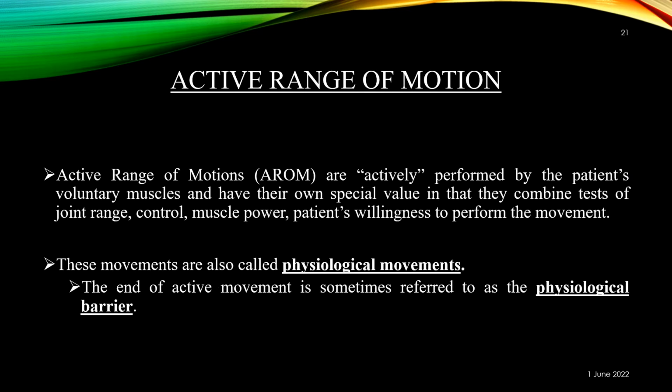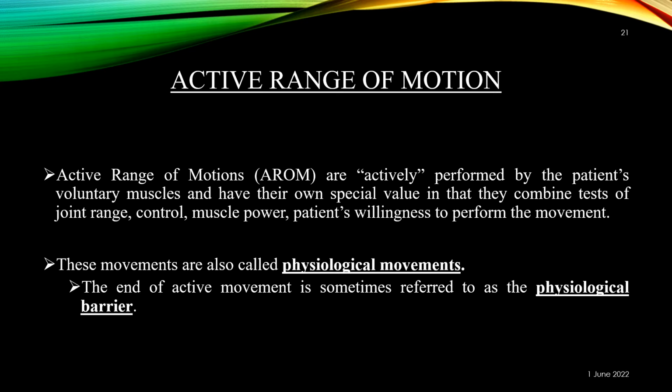Okay, and then we have the active range of motion. So as I said, active range of motion is done actively by the client. You don't really do anything. You just ask the client to do an action. If the client doesn't know what you mean, you will have to show the client what action you're talking about. And then once they do it, you basically observe and report.